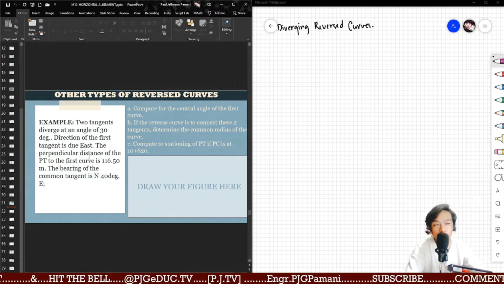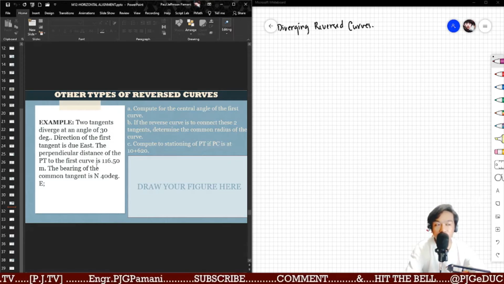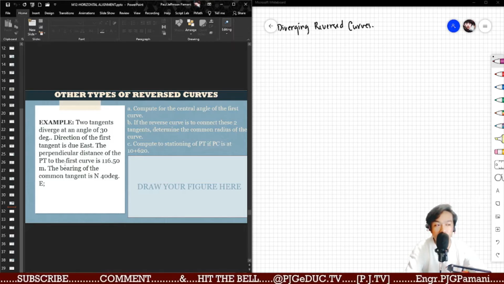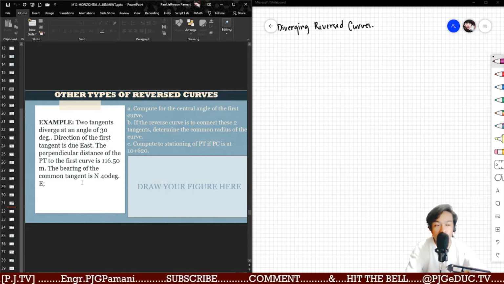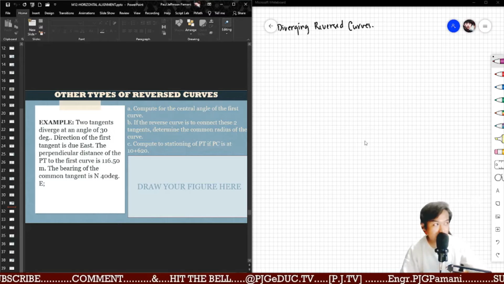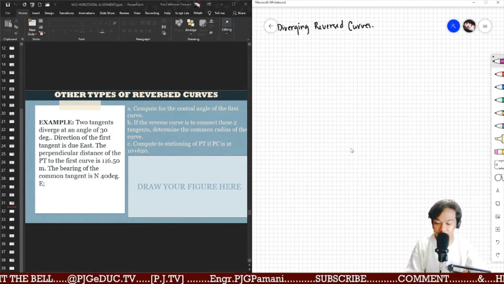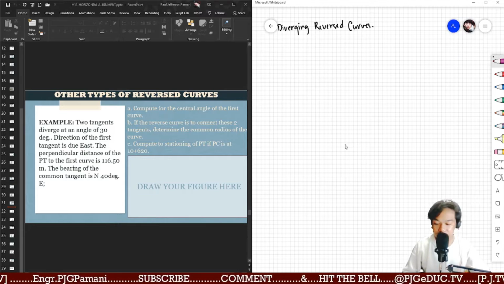The perpendicular distance of PT to the first curve is 116.50 meters. The bearing of the common tangent is north 40 degrees east. So sabi niya kanina, the forward and backward tangent diverge at an angle of 30 degrees.